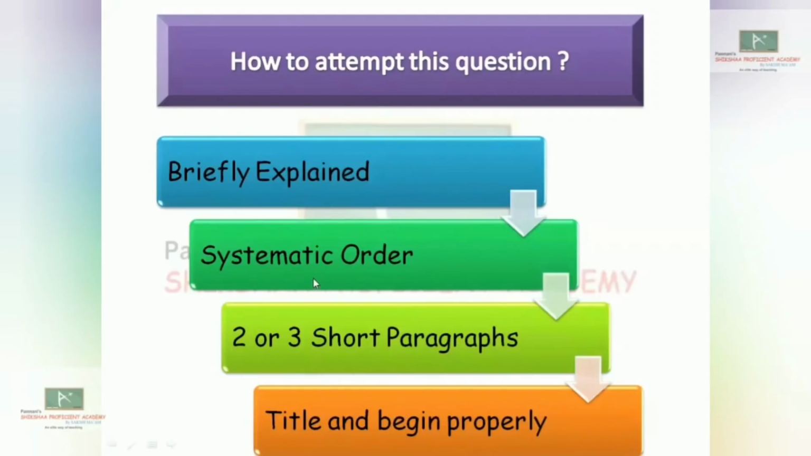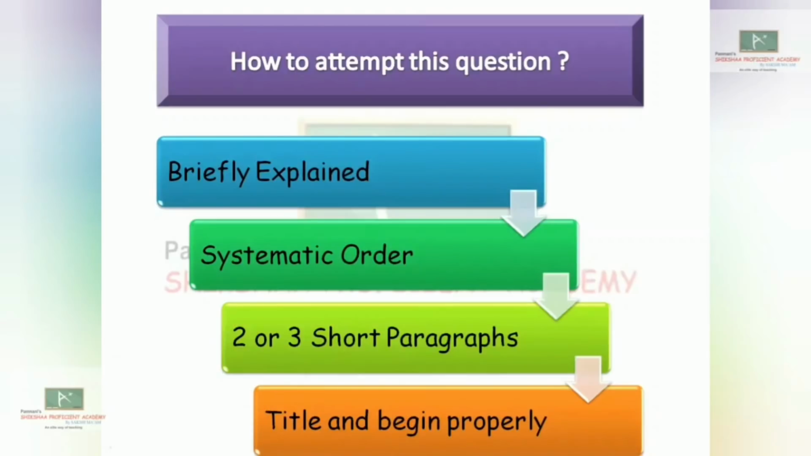Next, it should have a systematic order. The expansion of ideas should have a proper beginning and an ending. The ideas should flow effortlessly. You may write down your ideas in 2 or 3 short paragraphs or as instructed in the question. Always give a title and begin properly. It is again connected with a systematic order. A title you are already given, so you must always write the title.